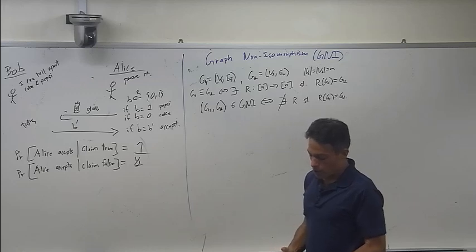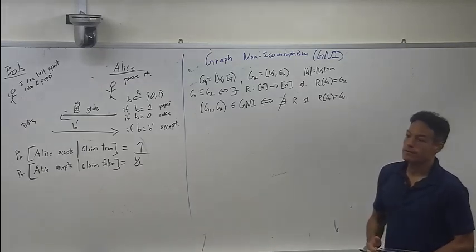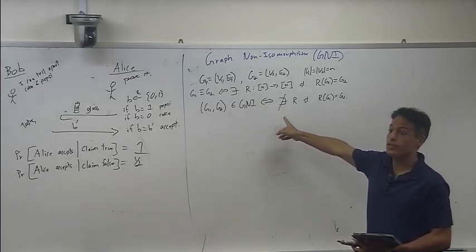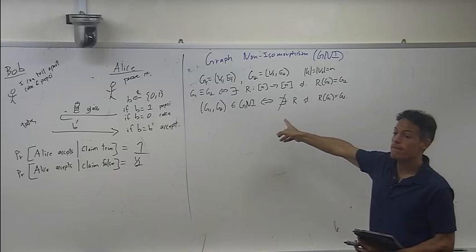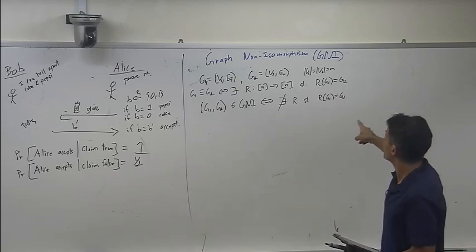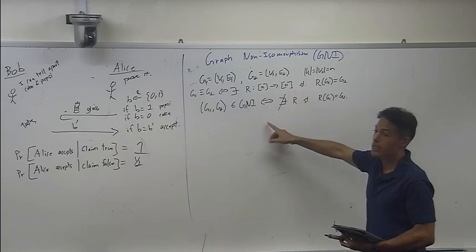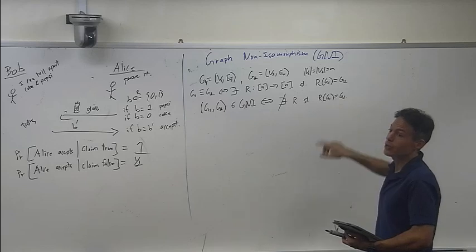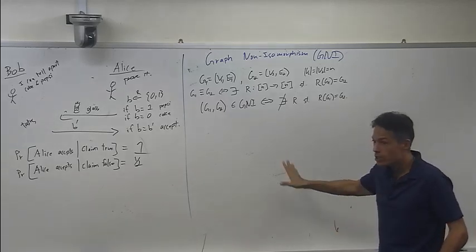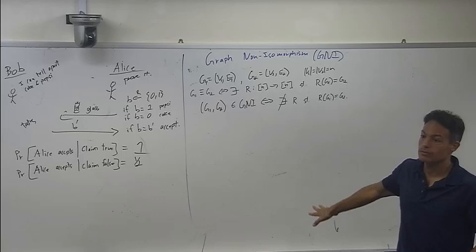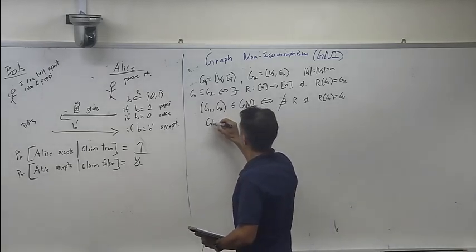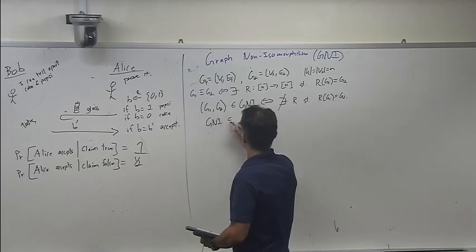So what class of problems is this in? Is this in NP? What's the witness if it's in NP? A permutation. But the point is that there is no permutation. This does not exist. Or you can say another way, for all permutations, this does not hold. With co-NP, exactly. So GNI is in co-NP.